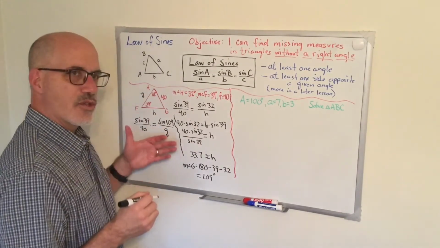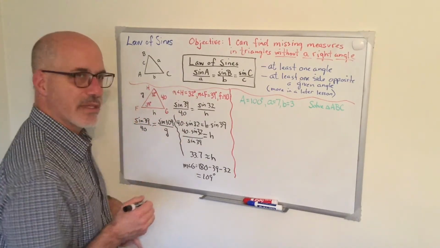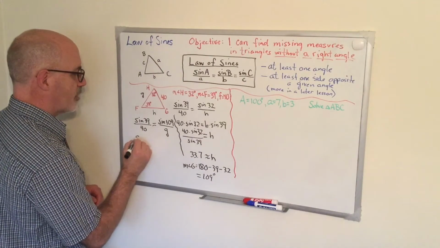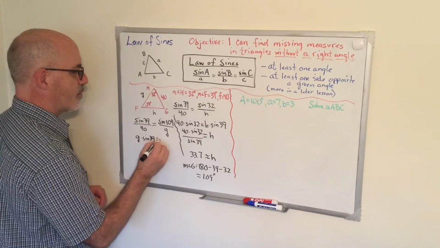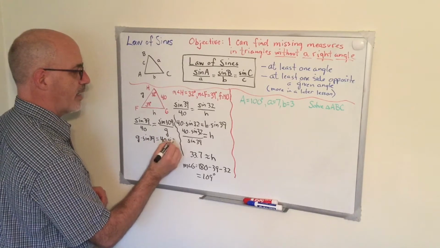To solve this triangle and find all the missing parts, I now know all the angles and I'm only missing that one side. So let's do our cross multiplication: g times sine of 39 equals 40 times sine of 109.